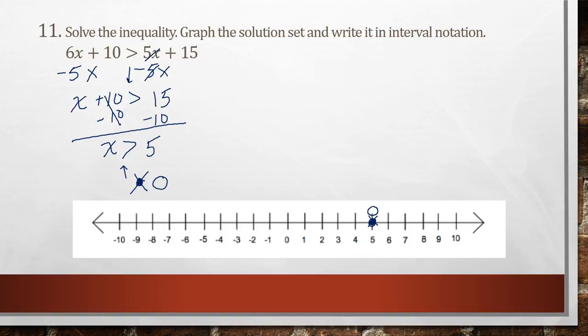And it's greater, so which way is greater going? We have our negatives this way and our positives this way. So of course our positives are bigger, so we're going to be going this way, right? That's all the numbers that are greater.